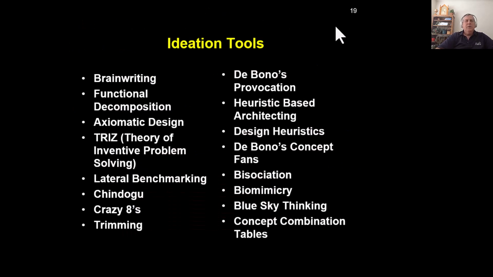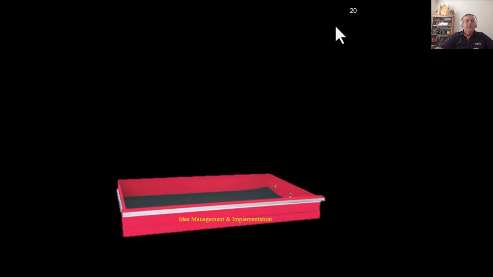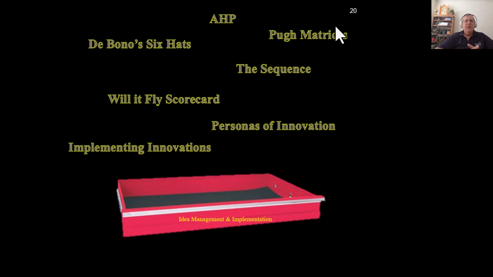This is just a cleaner list of those ideation tools for reference. And finally, on the back end, what do we do with all these ideas? How do we implement them? What are some of the roadblocks and processes we can use to take the great idea and get it over the finish line? So analytic hierarchy process, AHP, or Pugh matrices tend to be some down select tools.